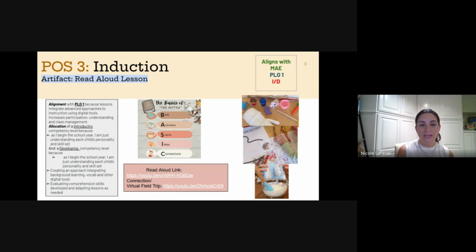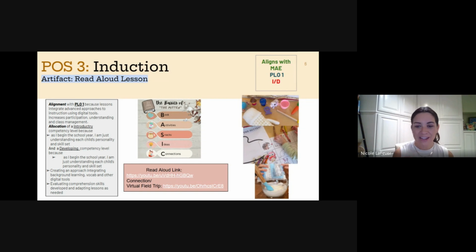So I allocated this as an introductory competency level because at the beginning of every school year, you're just beginning to meet those students. And when you meet them, depending on their behaviors and their skill set, that's how I base my lesson, even though it always has these components in it, the way I introduce these components. The book, what type of background knowledge they need, the vocabulary, integrating digital tools such as the read alouds.